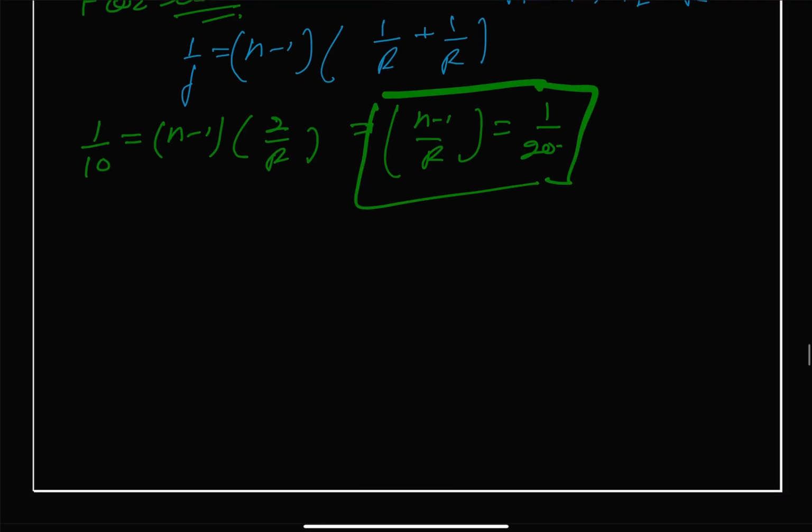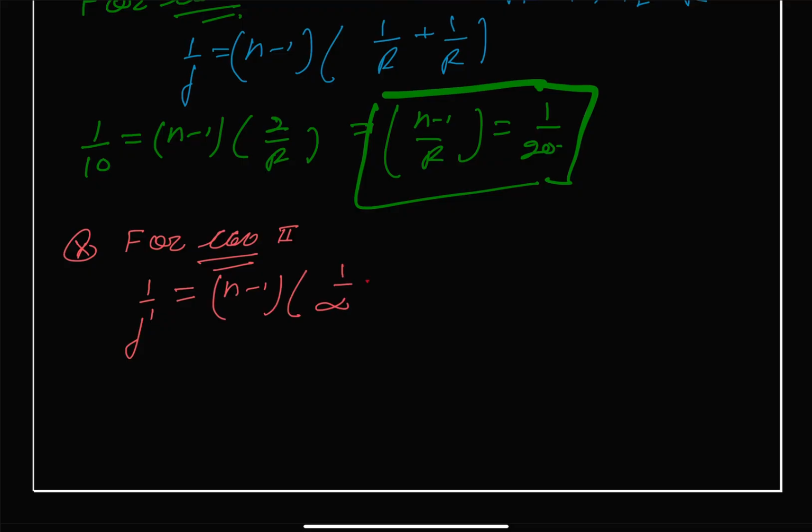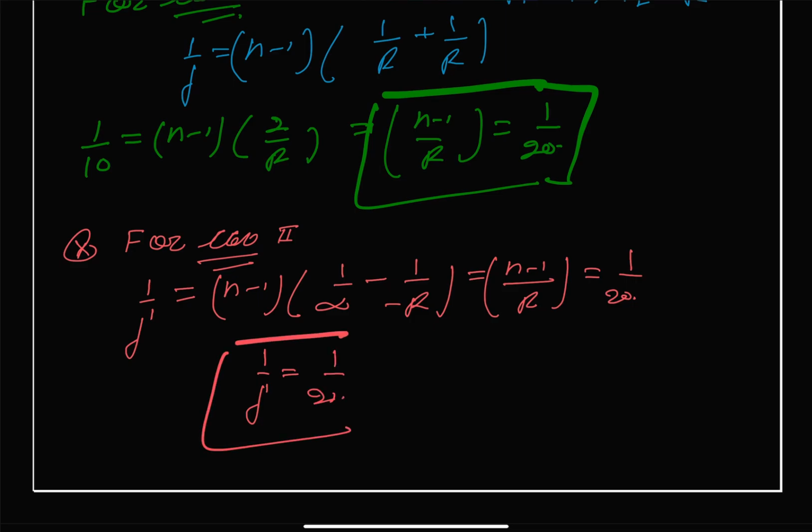So for case 2, we have two lenses L1 and L2. We can write 1 upon f1 is equal to (n minus 1) times 1 upon infinity minus, and minus of r. So this comes as (n minus 1) divided by r, and this comes as 1 upon 20. So we get that 1 upon f prime will be equal to 1 upon 20, and the focal length of the second one will also be equal to 1 upon 20.